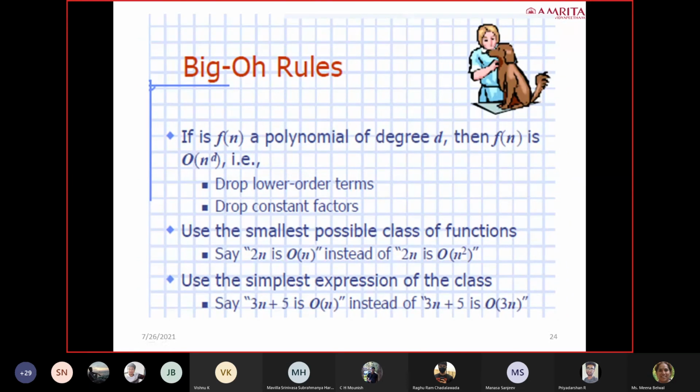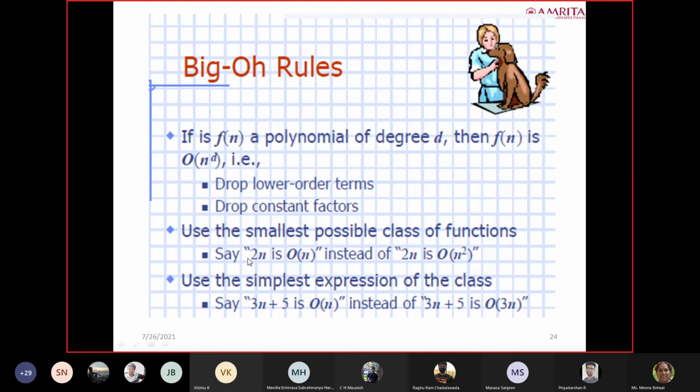And what are the big O rules, that we have already known. So we are seeing those rules. The first rule is, if Fn is a polynomial of degree d, then Fn is O of n to the power of d. That's what we have used so far. A polynomial of degree d has terms like n to the power of something. The rule is we are going to drop lower order terms and we are also going to drop the constant factors.